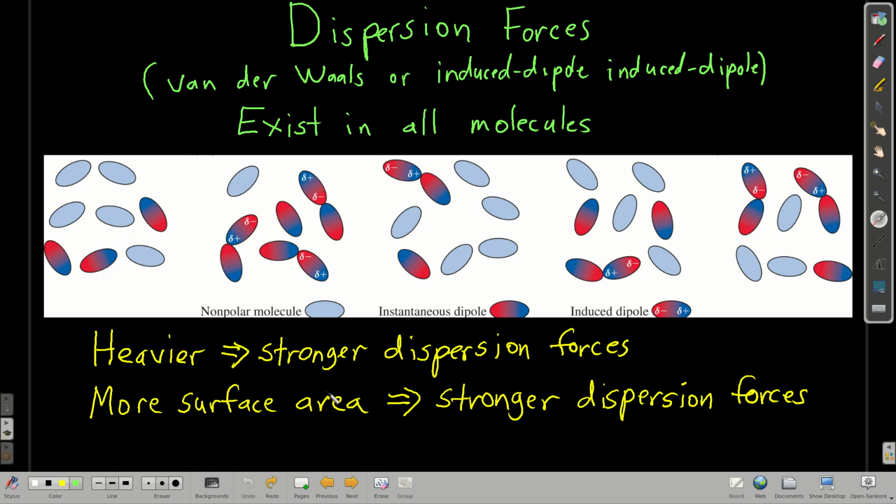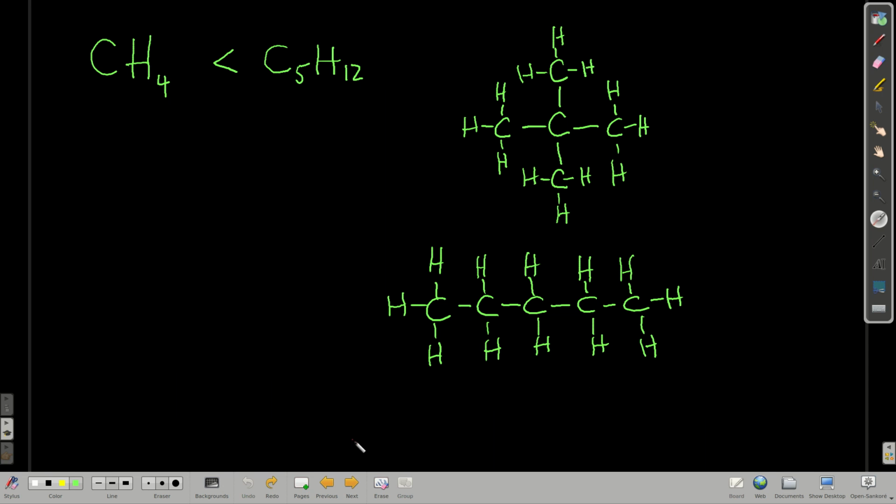Now, surface area, let's look at that. So, first of all, if we were comparing these two molecules here, we can say right off that this would have weaker dispersion forces than this because this is lighter. This has 1 carbon and 4 hydrogens, about 16 grams per mole. This has 5 carbons and 12 hydrogens, about 72 grams per mole. More electrons, sloshier, stronger dispersion forces.